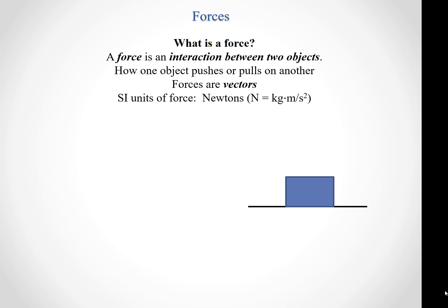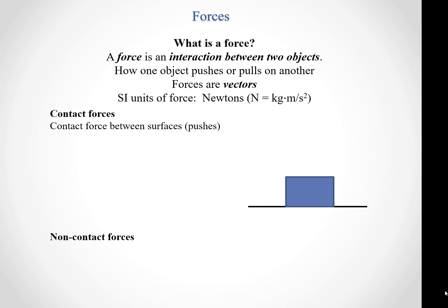As an example, let's think about a simple scenario with a box sitting on a horizontal table. One way to categorize the forces we will deal with in this course is to describe them as either contact forces or non-contact forces. With contact forces, one object pushes or pulls on another through a contact interaction. So the first contact force we will talk about is the contact between surfaces, in this case the contact between the box and the table.